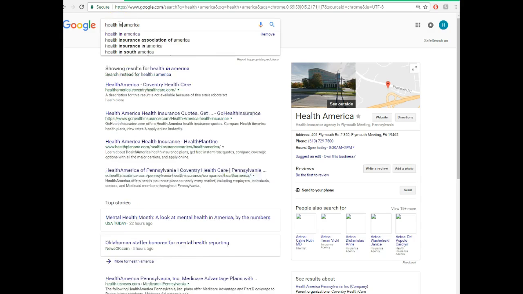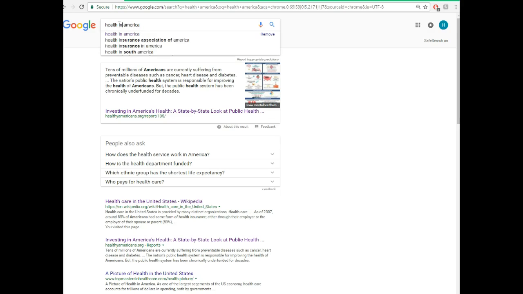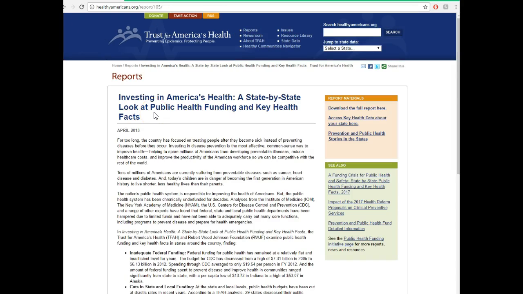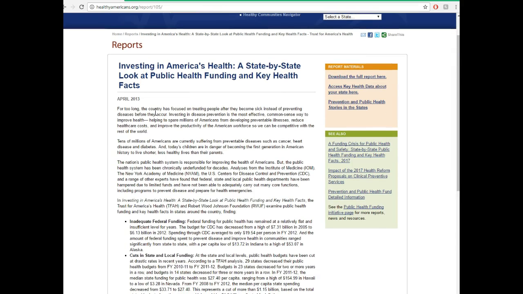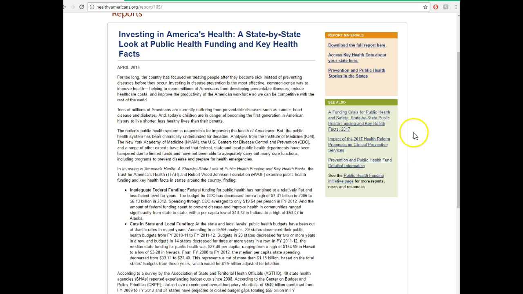I'm going to say health in America. And the first thing that comes up is an article here. It's a .org, and it says tens of millions of Americans are currently suffering from preventable diseases such as cancer, heart disease, and diabetes. Okay, so this actually looks like something that would be good for me. It says investing in America's health. So let's take a look at the article and see if this would give us a good base. All right, so it says investing in America's health, a state-by-state look at public health funding and key health facts. All right, interesting. Public health funding.